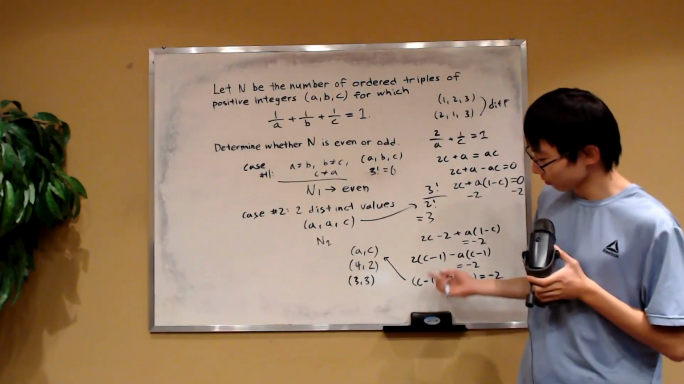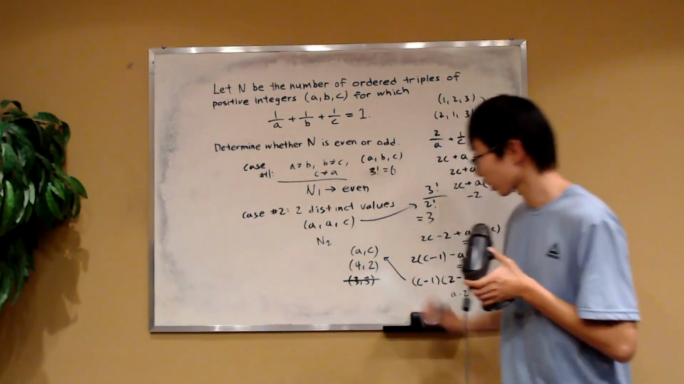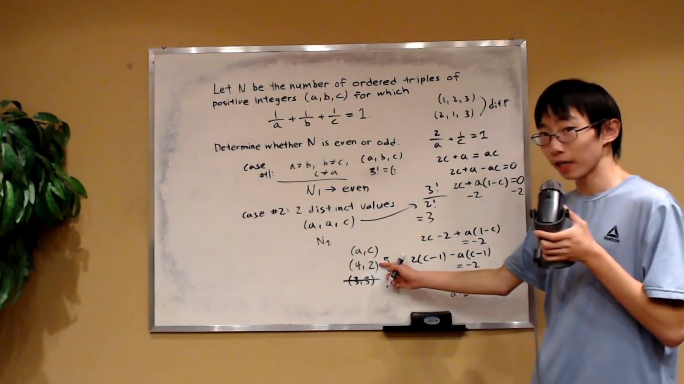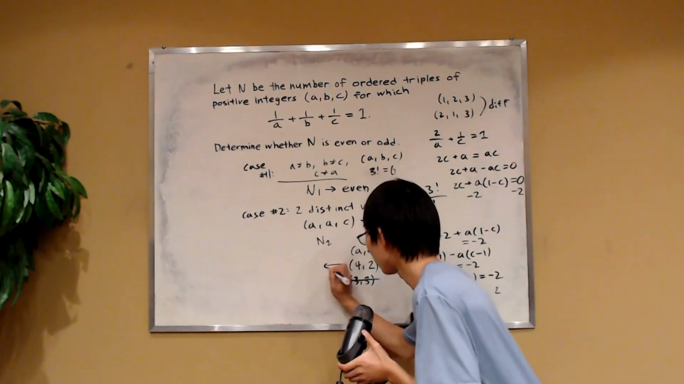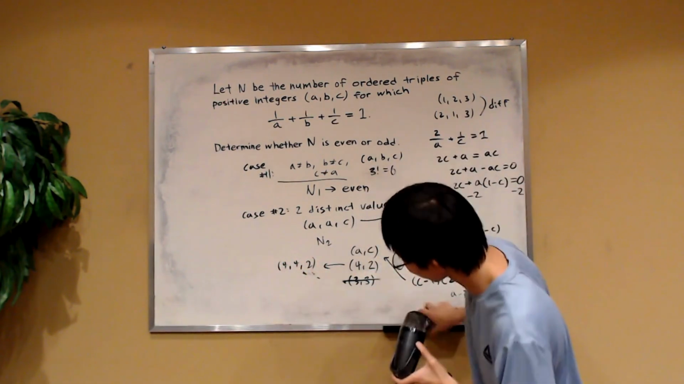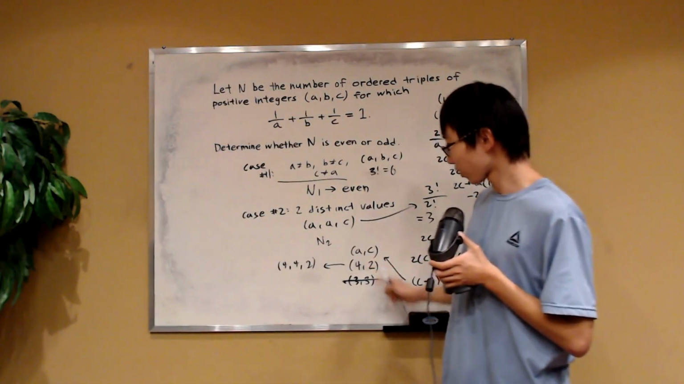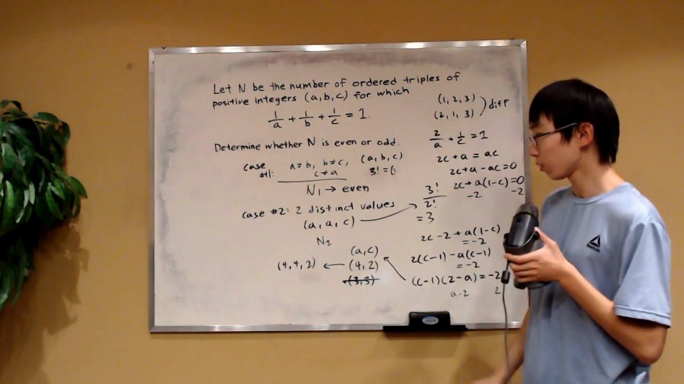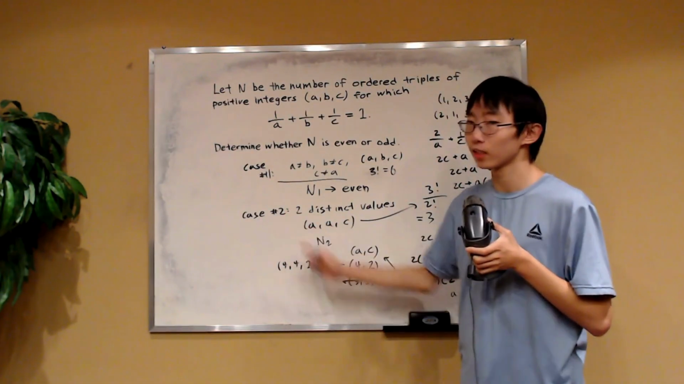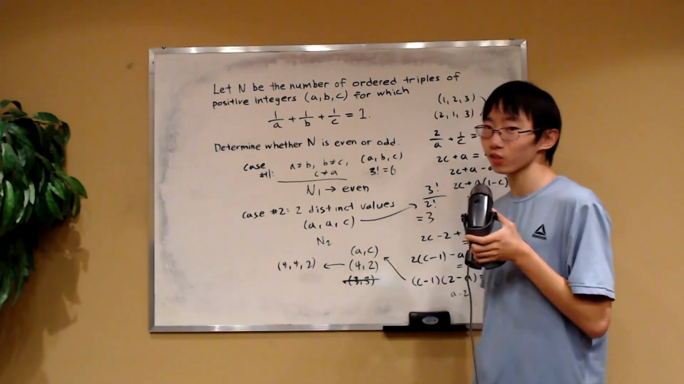Now, notice that 3, 3 is not valid because we want a and c to be different. So this is not going to be valid. So we only have this one. And notice that this pair corresponds to the triple 4, 4, 2. Okay, sorry, why are there smudges? So anyways, this pair corresponds to this triple, right? So we can see that there is only one triple under this case number 2. So therefore, this is odd. The number of unordered solutions is odd.